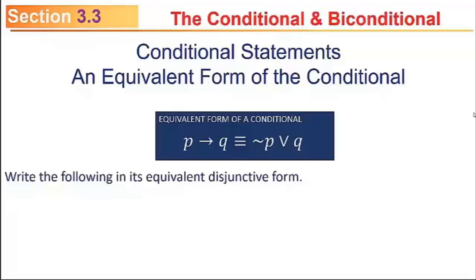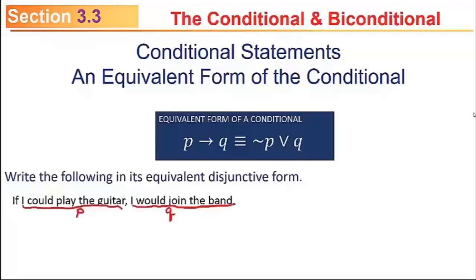Let's practice this. If I ask you to write in its equivalent disjunctive form this sentence, if I could play the guitar, I would join the band. Now what they mean by disjunctive form, if you're looking up at the formula, on the right hand side there's an or, and an or is a disjunction. So that's what they're referring to. But anyway, back to the problem. If I could play the guitar, I would join the band.